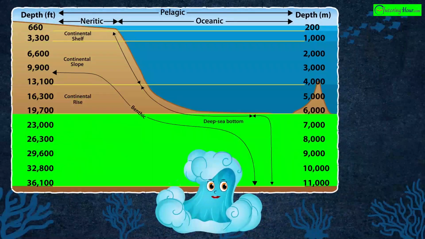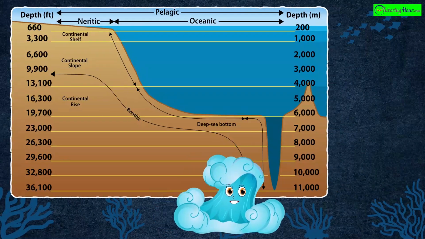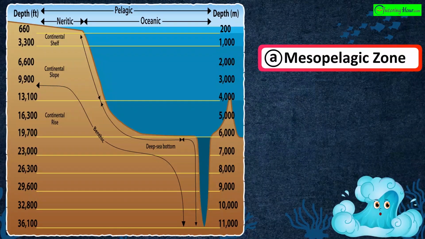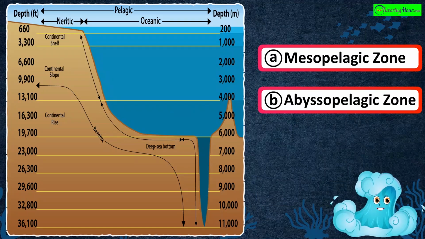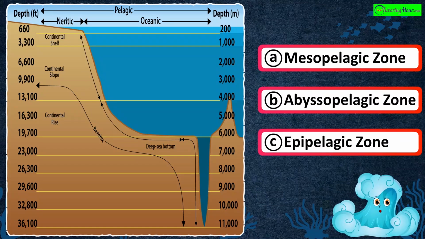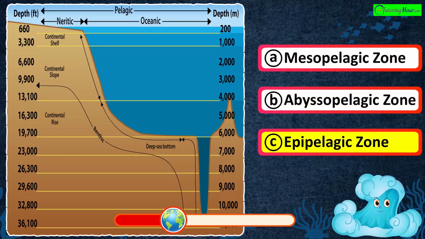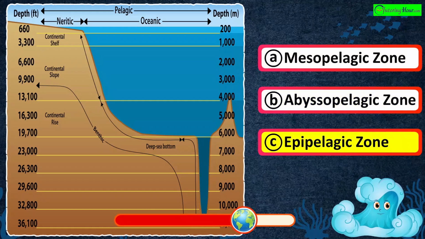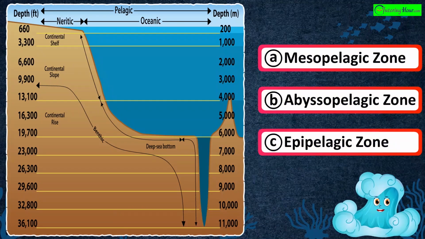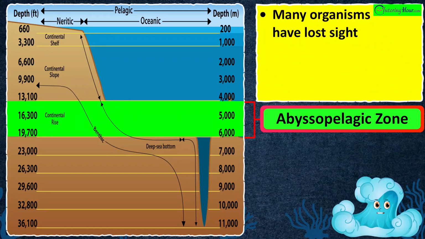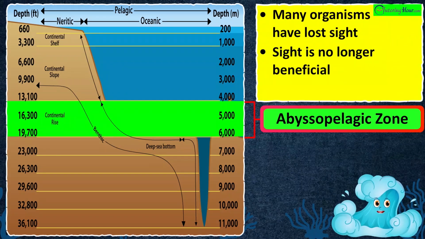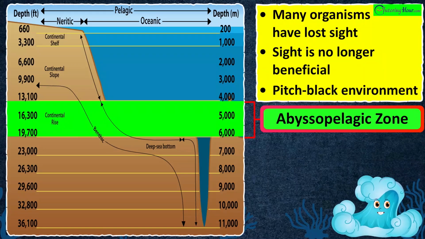Which of these zones is home to blind organisms? Is it A. Mesopelagic zone, B. Abyssopelagic zone, or C. Epipelagic zone? The correct answer is the Abyssopelagic zone. Many organisms here have lost sight as it no longer provides an advantage in the pitch-black environment.